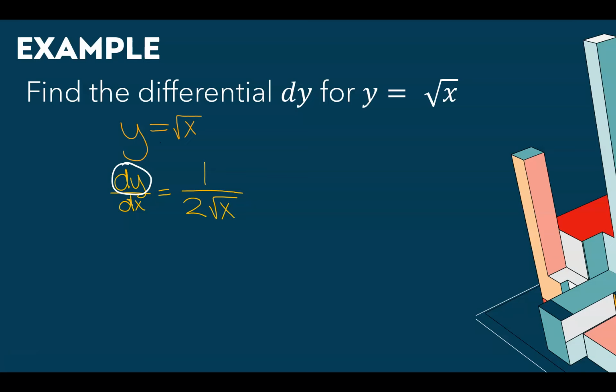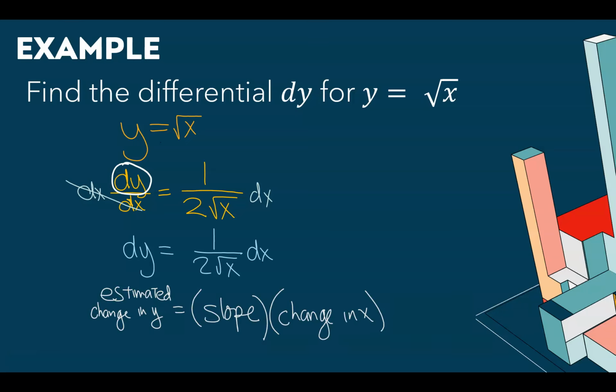So how could we get that dy by itself? We multiply both sides by dx. So the differential dy is 1 over 2 root x times dx. I don't think that's going to be a hard thing for you to find. Okay? Now what does that thing mean? Dy is what we're going to use for our estimated change in y. 1 over 2 root x, well, that's the derivative part. That's how we're going to find the slope of the tangent line. And we are going to multiply by dx.